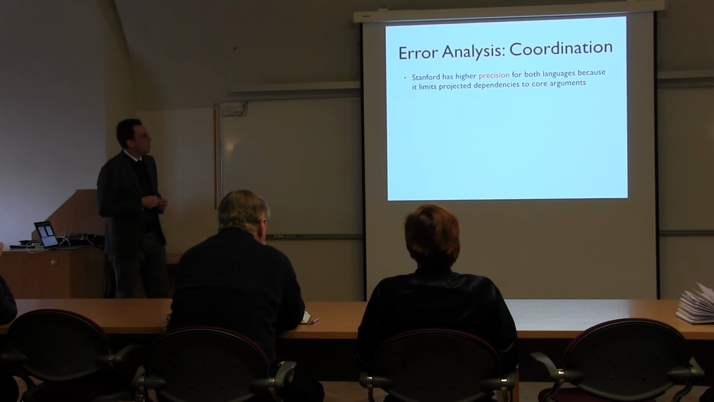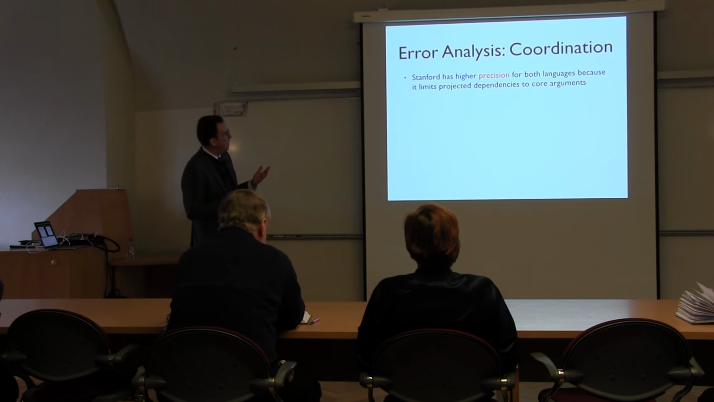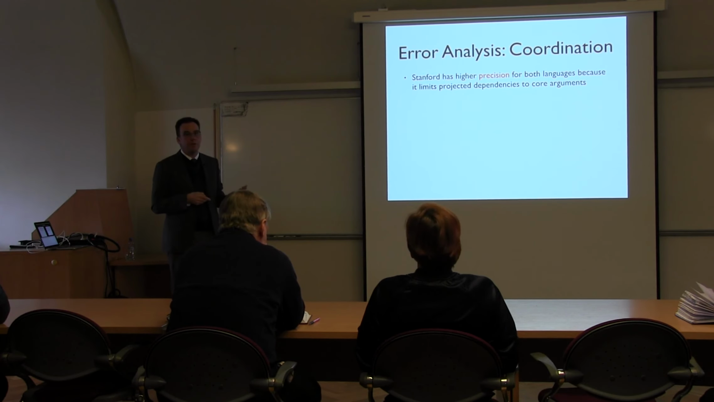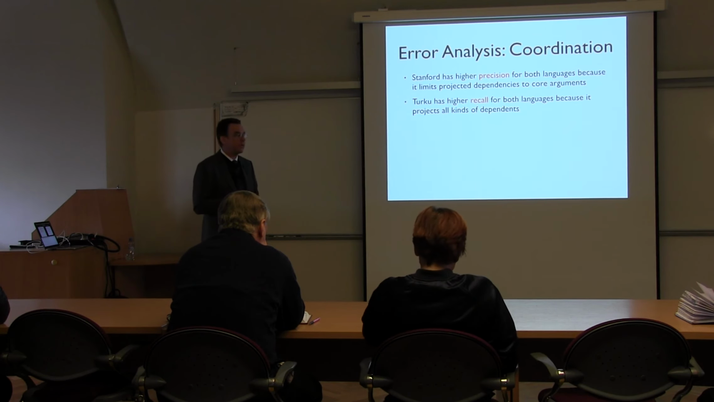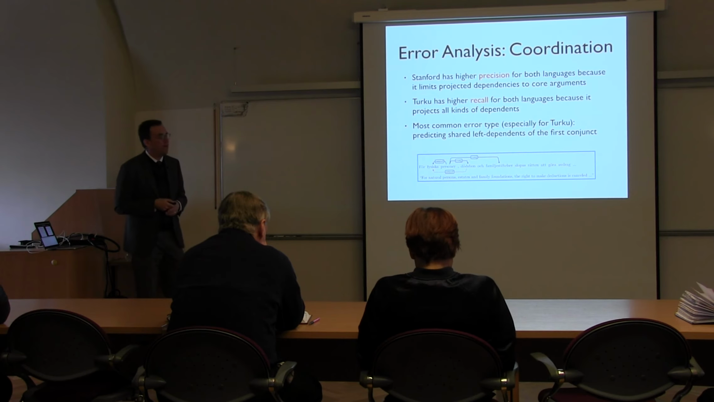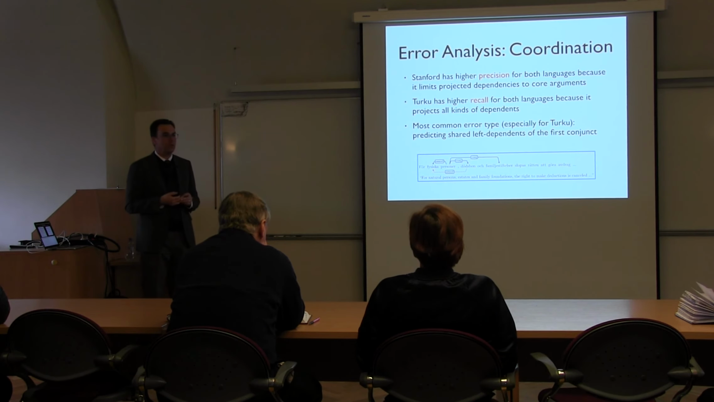Okay, moving on to coordination. We already saw from the raw numbers that Stanford here has higher precision for both languages because it doesn't even try to solve the alpine skiing versus swimming example. It limits itself to core arguments. But of course, Turku gets higher recall because it goes after some of those. But by far the most common error type, especially for the Turku system, although there are cases even for the Stanford system, is predicting that a left dependent of the first conjunct, like this, is actually a shared dependent when it isn't.